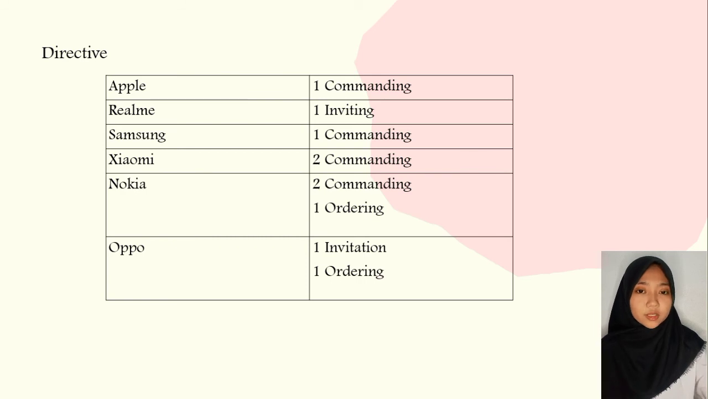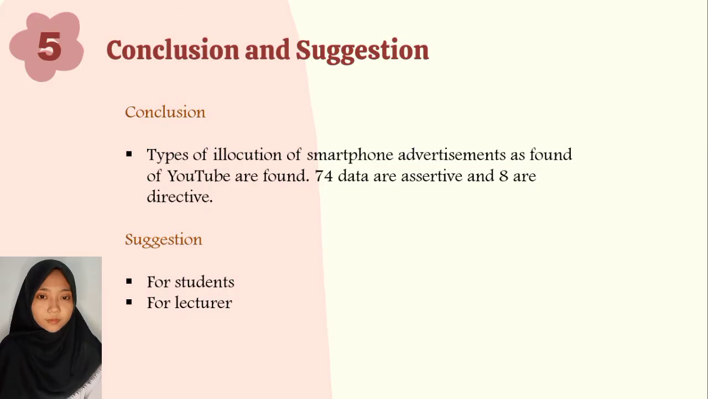While directive is used by advertisers to command, order, and invite. In smartphone advertisements of Apple, the researcher found only 1 commanding, while in Realme, the researcher found 1 inviting. In Samsung, the researcher found 1 commanding. In Xiaomi, the researcher found 2 commanding. Then, in Nokia smartphone advertisements, there are 2 commanding and 1 ordering. And the last one, Oppo smartphone advertisements. There are 1 inviting and 1 ordering.